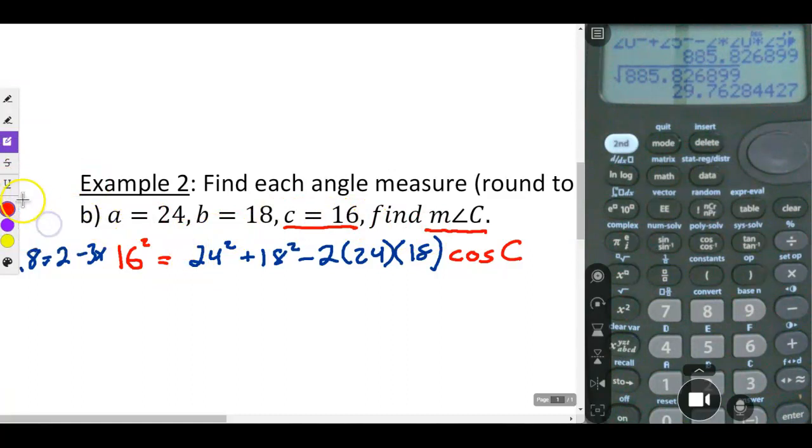all of this, that's what I'm going to subtract. Like here I subtract 2 on both sides. On this one I'm going to subtract 24 squared and 18 squared. And then, like I have the negative 3 right here, I divide both sides by negative 3. On this one I'm going to divide by the negative 2, 24 times 18.